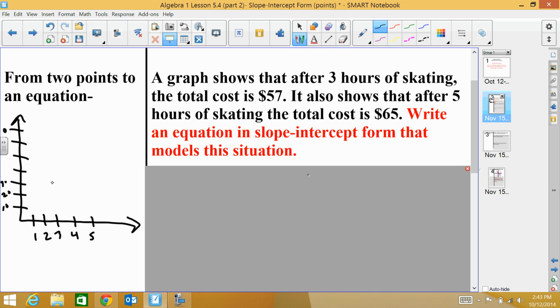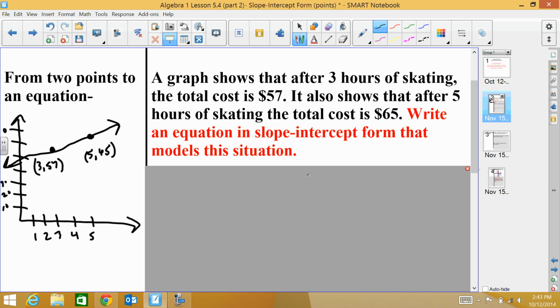So after 3 hours, it's about $57, between 50 and 60. So it's about here. Okay, that's (3, 57). And after 5 hours, the cost is $65. That'd be in between 60 and 70. And they want to know what is the equation of the line, that's a really curvy line, that passes through these 2 points. So we have to think about how we can find that out.